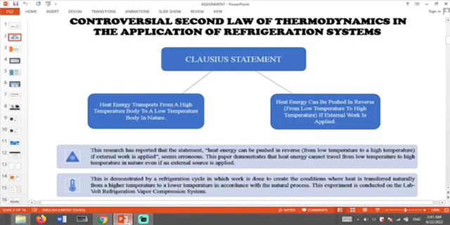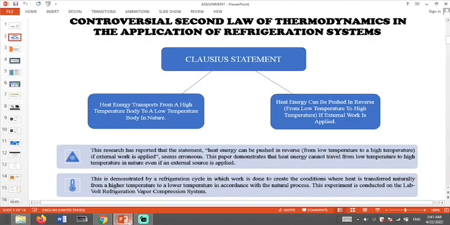In this presentation, we will talk about the Clausius statement. So, what is the Clausius statement? The Clausius statement of the second law of thermodynamics states that it is impossible to construct a device that operates in a cycle and produces no effect other than the transfer of heat from a cooler body to a hotter body. So there are two states in the Clausius statement. The first state is heat energy transport from a high temperature body to a low temperature body in nature.